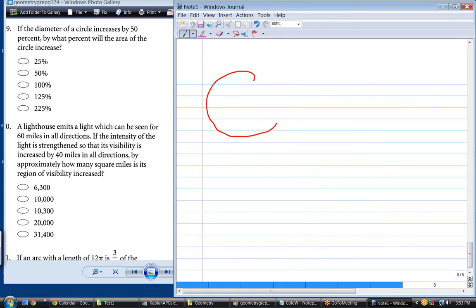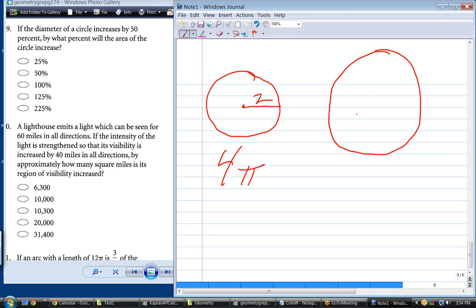There's two ways to do this problem. The easiest is probably to set yourself up an example. What's the area of that circle? 4 pi. What's the radius going to be of this circle if it's 50% greater?